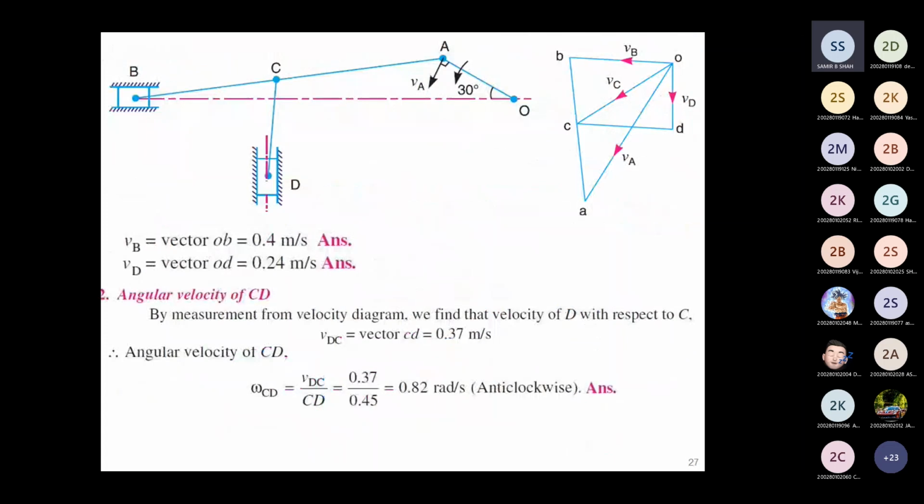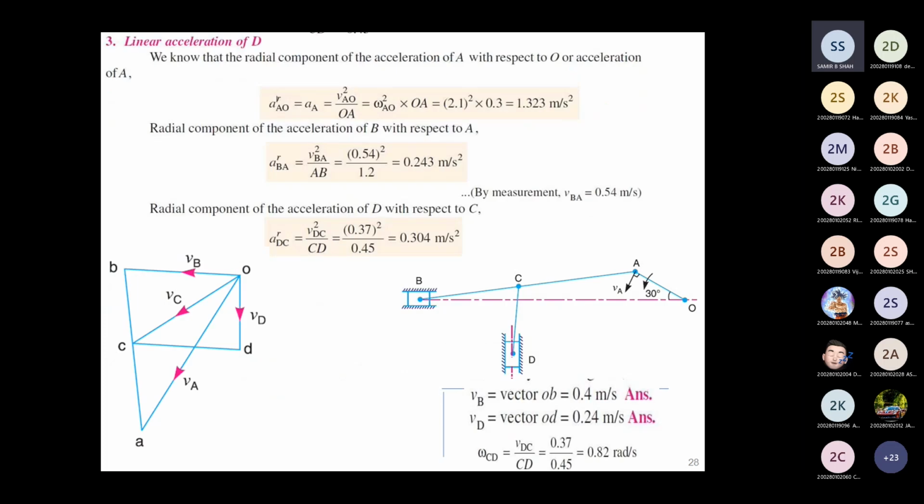Okay, now we know very well whenever we have to start the acceleration diagram, initially we have to find the radial part of each and every link. Okay, so start with, if you have seen the diagram, and if you drew the diagram previously, then we know that the radial part of OA is equal to V square OA by OA. We know that V square OA, it is omega square into OA.